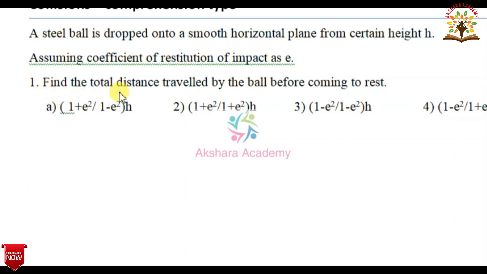So, what is the total distance travelled by the ball before coming to rest? First option is correct. 1 plus e square by 1 minus e square into h.